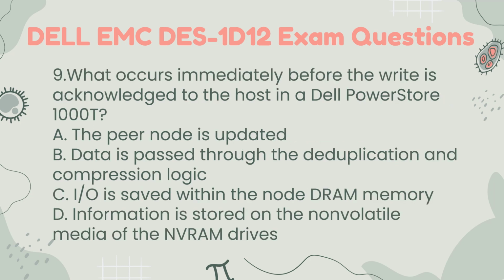9. What occurs immediately before the write is acknowledged to the host in a Dell PowerStore 1000T? A. The peer node is updated. B. Data is passed through the deduplication and compression logic. C. I/O is saved within the node DRAM memory. D. Information is stored on the non-volatile media of the NVRAM drives.